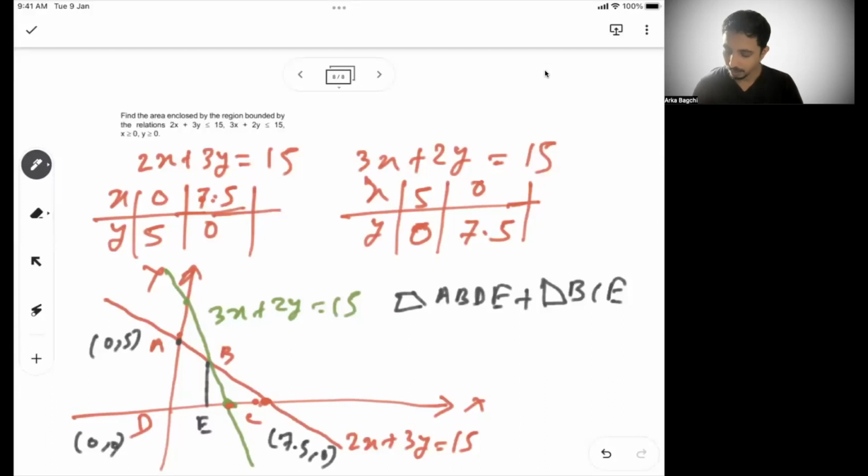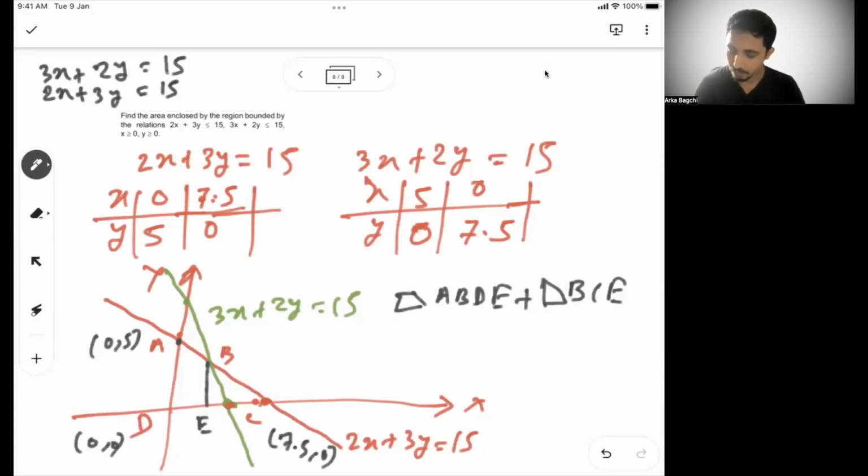Okay. And what is E? E and B should have the same Y value because from B I have dropped a perpendicular. So B is nothing but the intersection of these two lines. So if I calculate the intersection, it says 3x plus 2y equal to 15 and 2x plus 3y equal to 15.